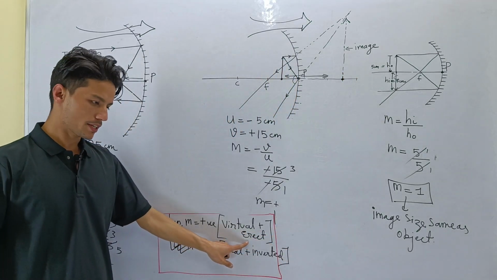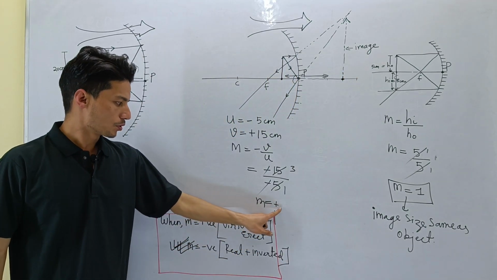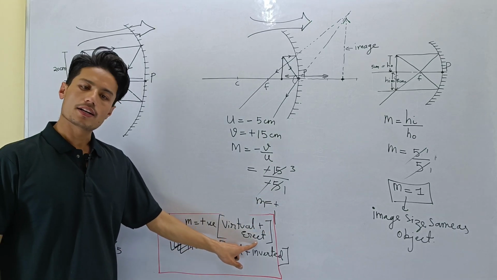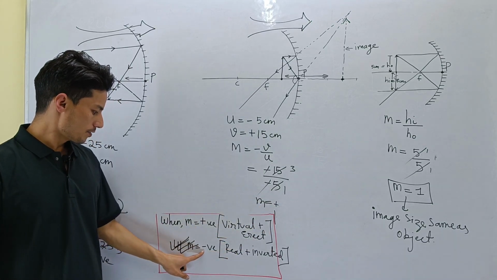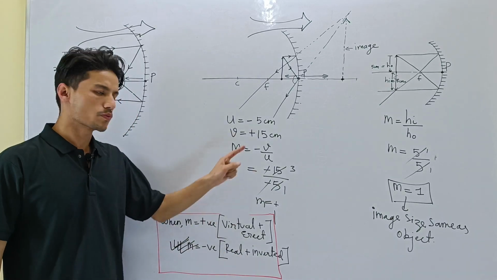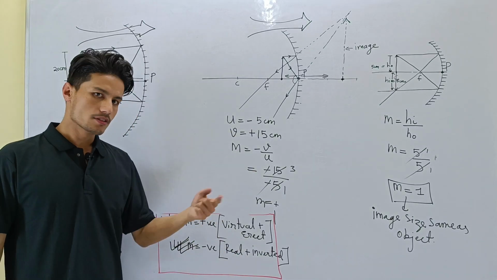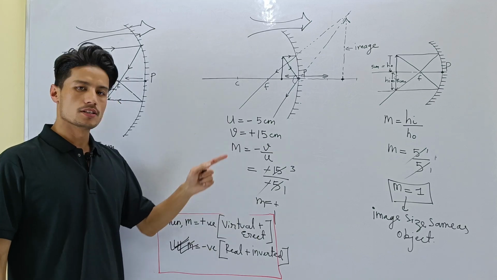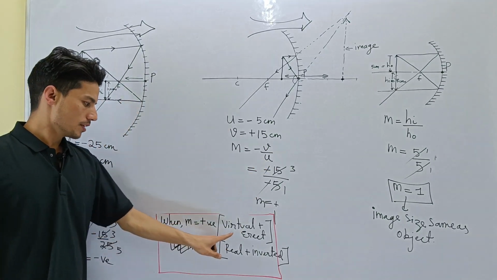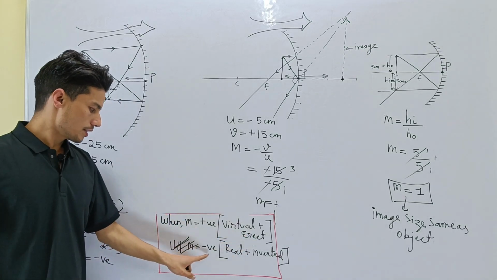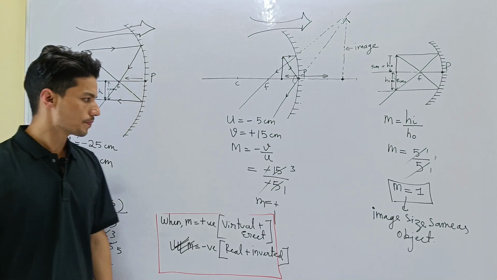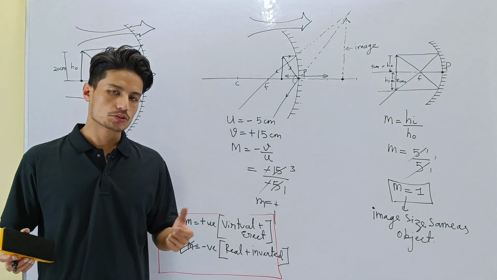So remember this, whenever you get magnification positive, then it's a virtual and erect case. Whenever you get magnification negative, it's a real and inverted case. This condition works for mirrors only. For lenses things will change, but for mirrors these conditions will work. So for mirrors, if you get M positive, it is virtual and erect. If you get M negative, it will be real and inverted. I hope you understood something.